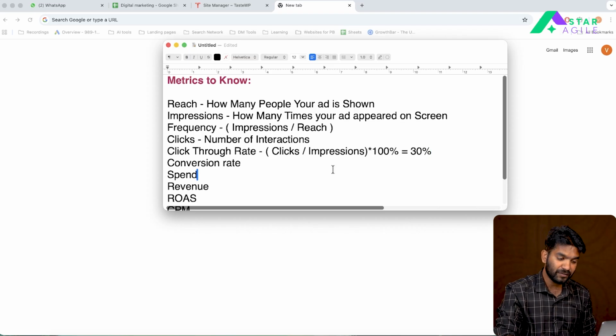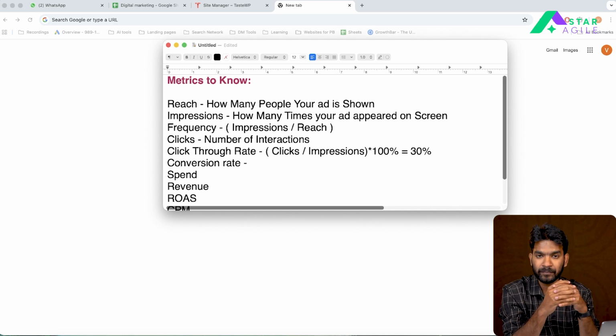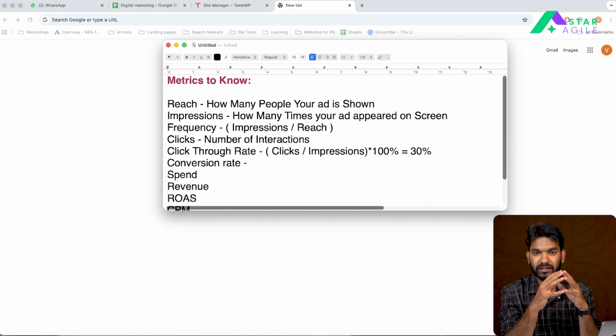Next, conversion rate. Yes, people start interacting with your ad and they will visit your website.